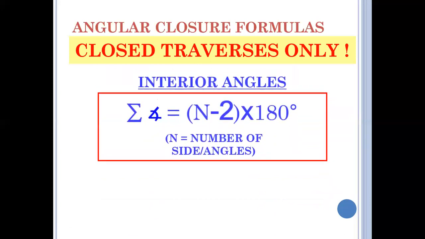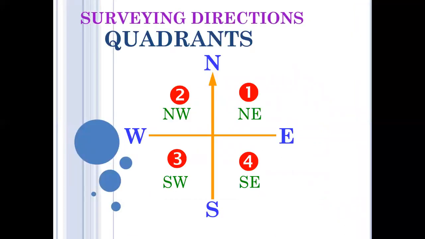The angular closure formula is valid if you're given a closed traverse: the summation of interior angles should be equivalent to n minus 2 times 180, where n represents the number of sides or angles. Our quadrant can be divided into 4. First quadrant, northeast; second, northwest; third, southwest; fourth, southeast.